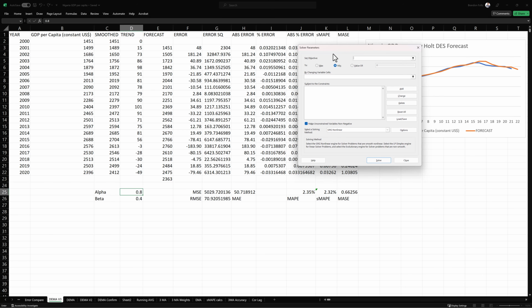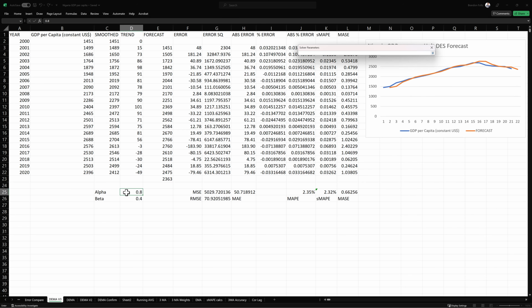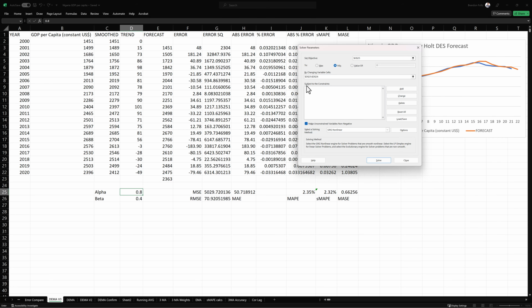Okay, what is Solver wanting from us? First, it wants to know what we are trying to do. Are we trying to maximize a value, minimize a value, or set a certain cell to a specific value? In this case, we're trying to minimize the mean square error. So min, then we'll select our mean square error cell here by changing what? Well, we want to change these two cells right here. Let's select those two, and we have D25 and D26.